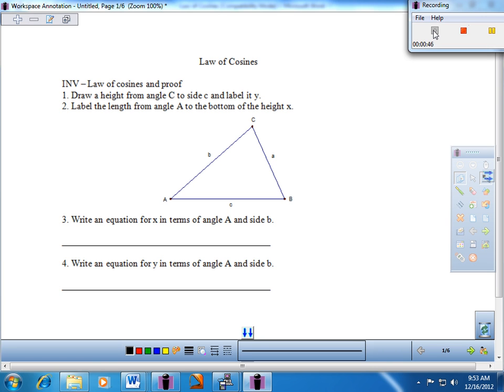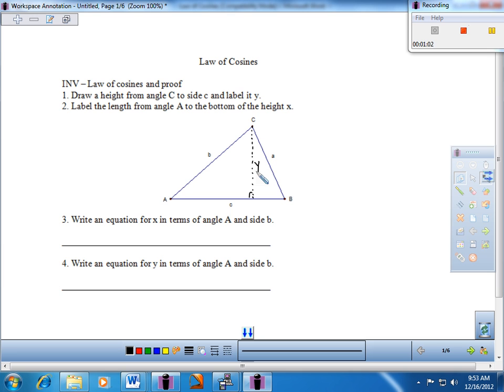I've got an oblique triangle on your paper, and it says draw a height from angle C to side C and label it Y. So with me on this, draw a nice dotted line coming on down there. You can label it really anything. It looks like I asked you to label that Y, so go ahead and do that on your paper.